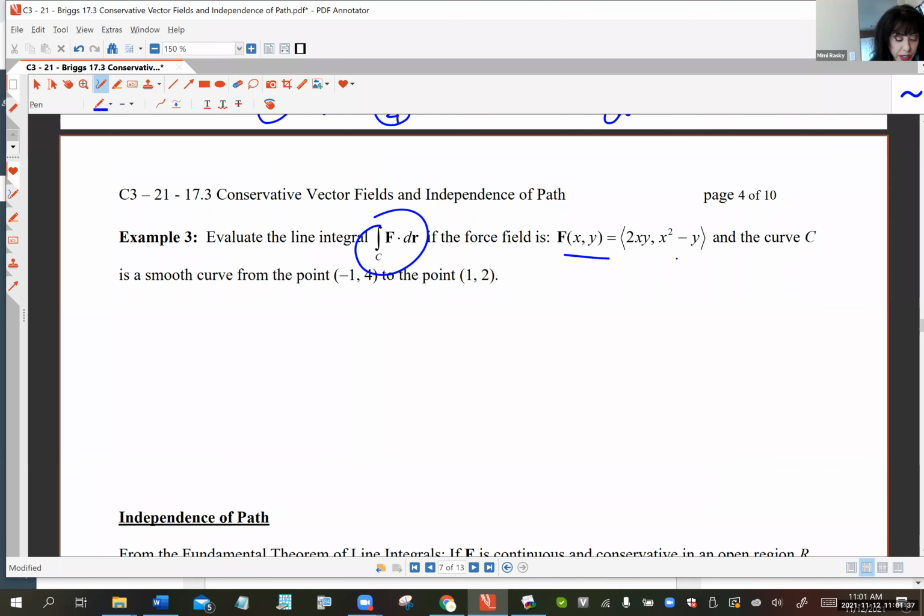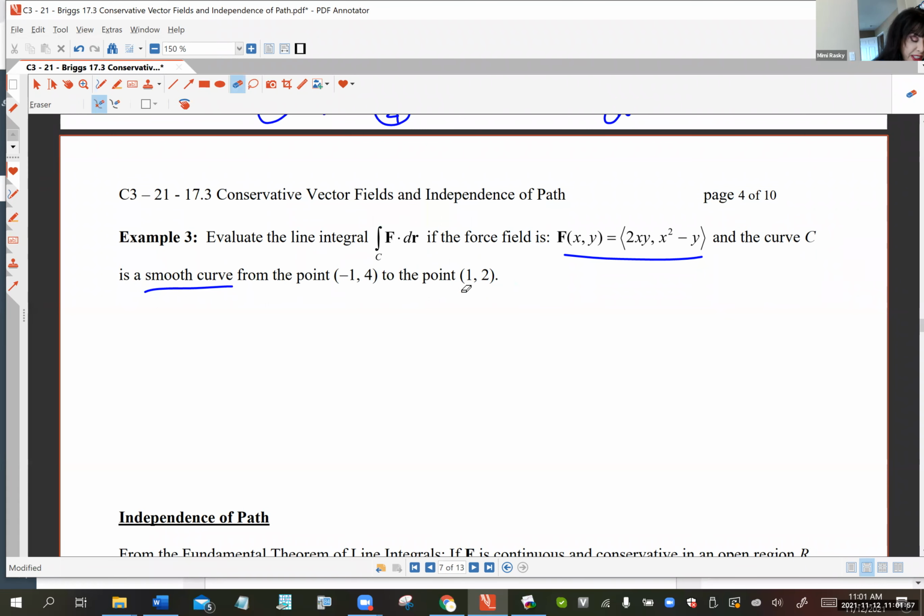If the force field is this guy here and the curve is a smooth curve from the starting point to the ending point. Okay, now, right after I get done with this problem, I'm going to give you one to do. So I'm going to put you in breakout groups and try it. It's not in your course reader though, so I'll write it down. But I want you guys to try one.